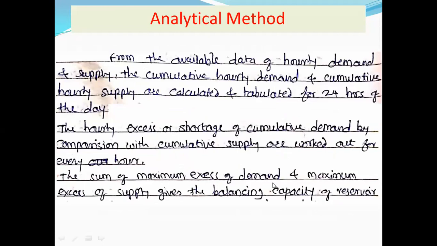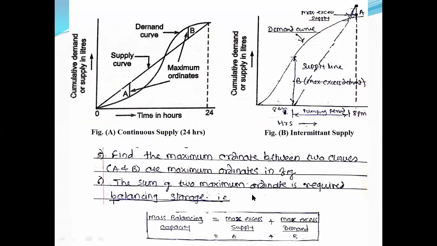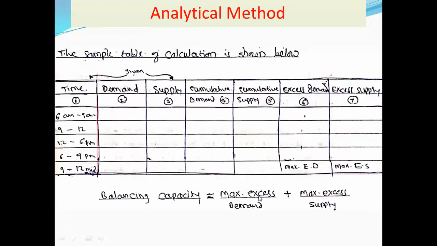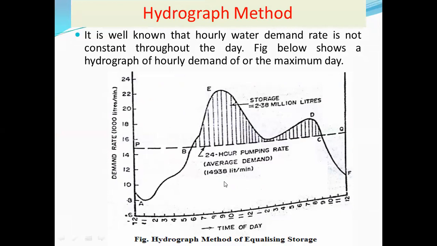The sum of the maximum excess of the demand and the maximum excess of the supply gives the balancing capacity of the reservoir. The theory we have already discussed, so it is not that difficult to understand this analytical method. Our next method is the hydrograph method. What is this hydrograph method?